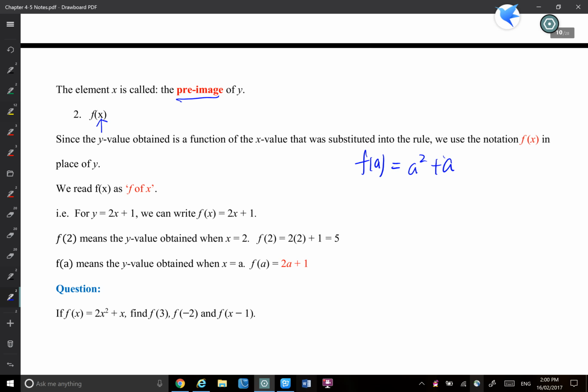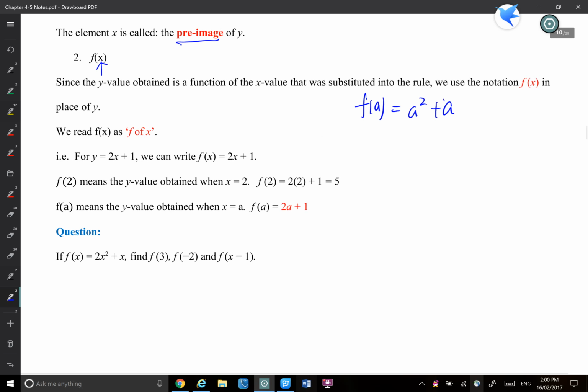We read this as f of x. For y equals 2x plus 1, we can write f(x) equals 2x plus 1. f(2) means when x equals 2, what y value you have. f(a) means when x equals a, what y value you obtain. So f(a) equals 2a plus 1.